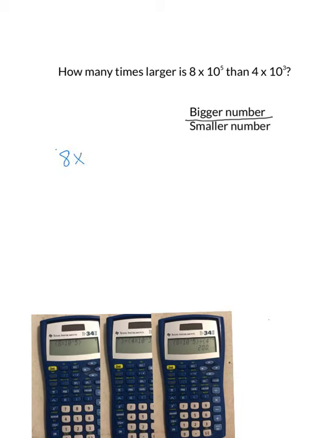So we have 8 times 10 to the 5th divided by 4 times 10 to the 3rd. As with dividing scientific notation before, we can divide the front numbers. So 8 divided by 4 is 2. Then we divide the exponents: we have 5 on top, 3 on bottom. We can cross out 3 of them and leave 2, or 5 minus 3 is 2. So we have 2 times 10 to the 2nd.